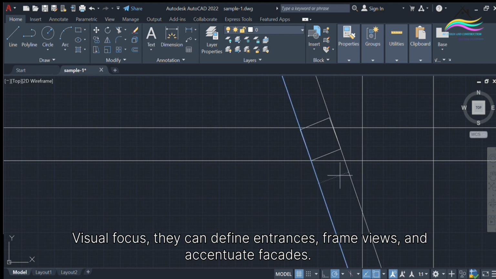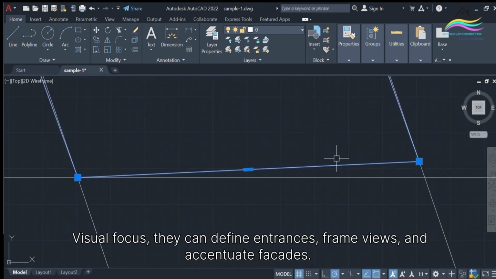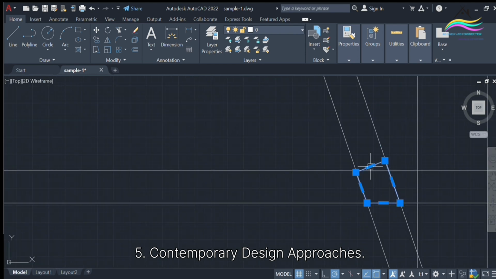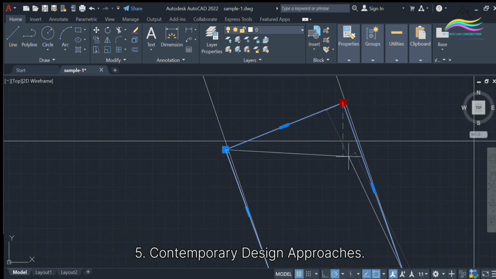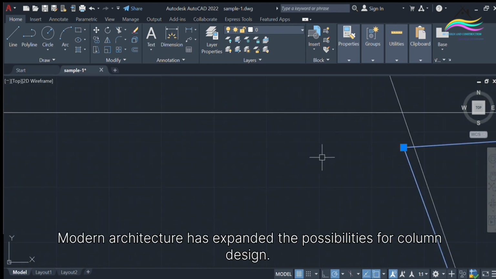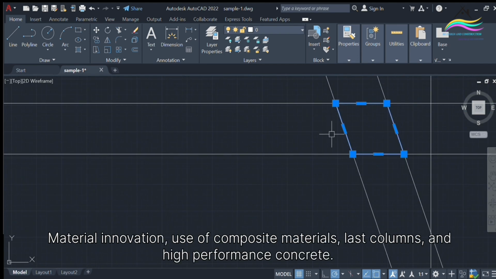Visual focus. They can define entrances, frame views, and accentuate facades. 5. Contemporary design approaches. Modern architecture has expanded the possibilities for column design.